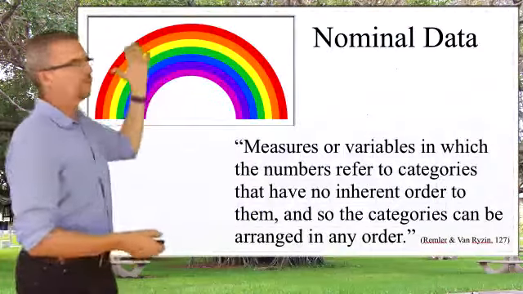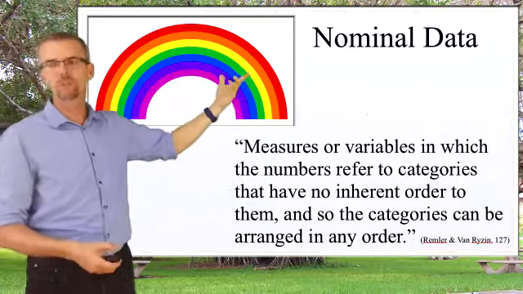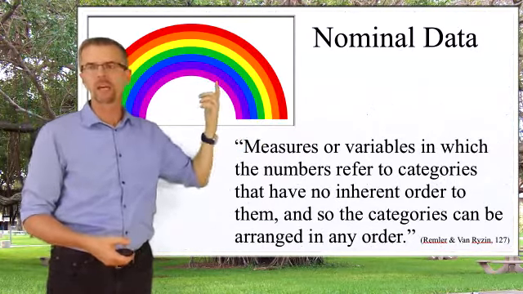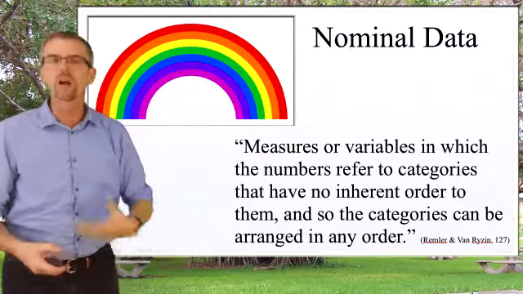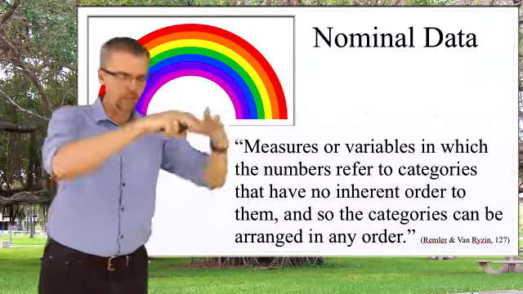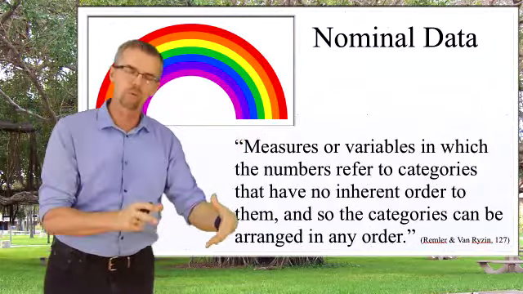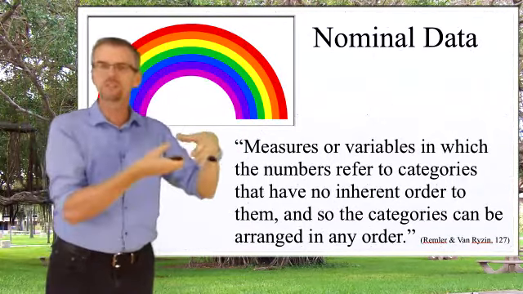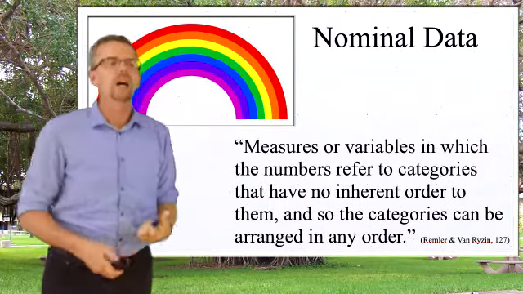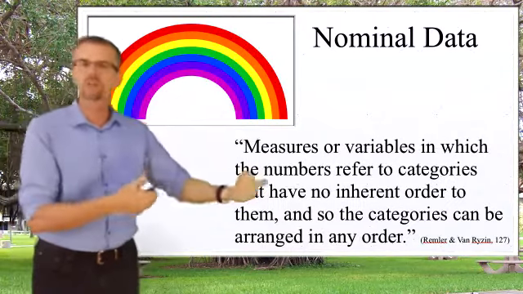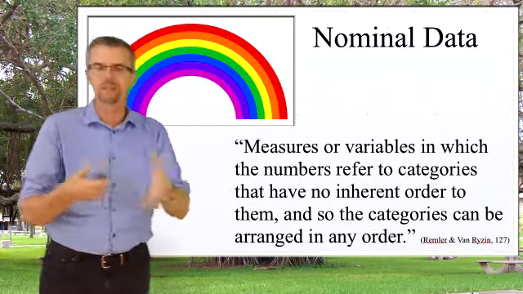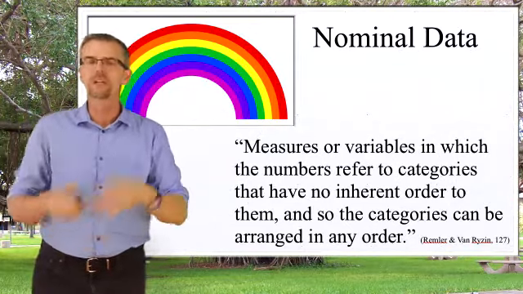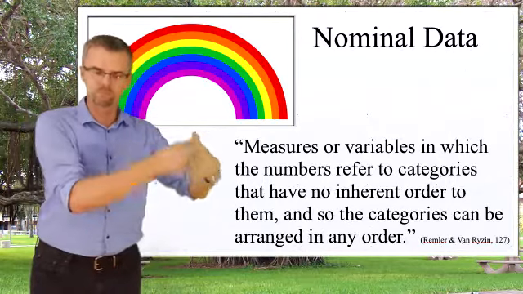Nominal data, you can think of a rainbow. Measures are variables in which the numbers refer to categories that have no inherent order to them, and so the categories can be arranged in any order. What shape is it? Well, this is a cone, this is a pyramid, this is a square, this is a ball, this is a sphere, this is an ellipse. So those are all shapes. There's no order. A square does not have to be placed next to a triangle in any ordering system.